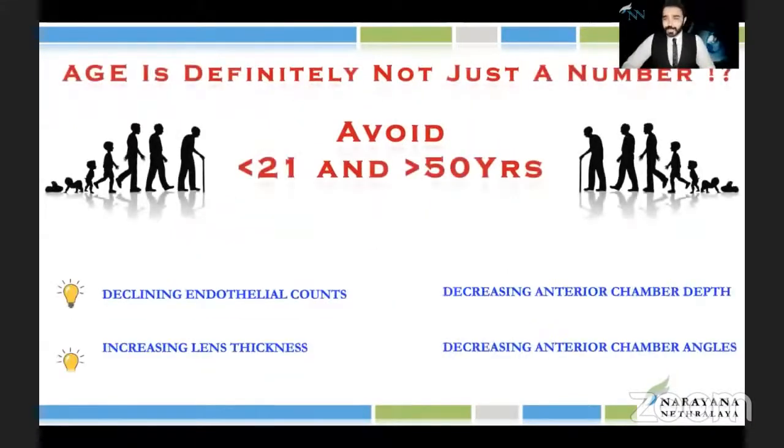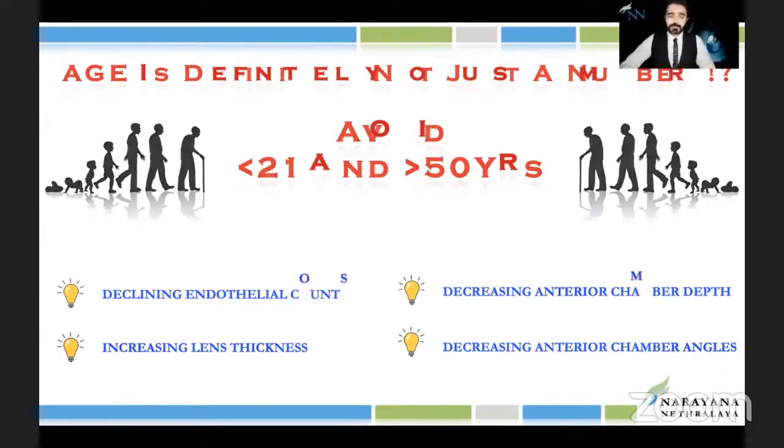Now, one of the things is age. When the age is less than 21, better to avoid because usually the power is not stable. And try to avoid implanting these lenses beyond 50 years, because usually some amount of cataract changes are there, also determining endothelial cell count and lens thickness and so on and so forth.